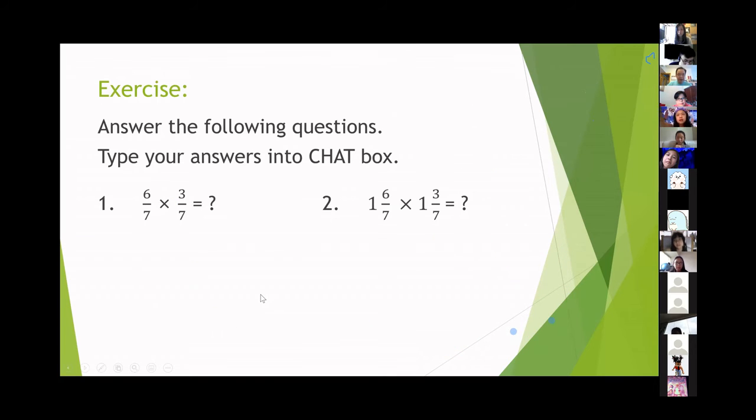Now, I would like to have some exercise for you. I'll give you 3 minutes to do these 2 questions. When you finish, please type your answer into the chat box. See if anyone can get both answers correct.